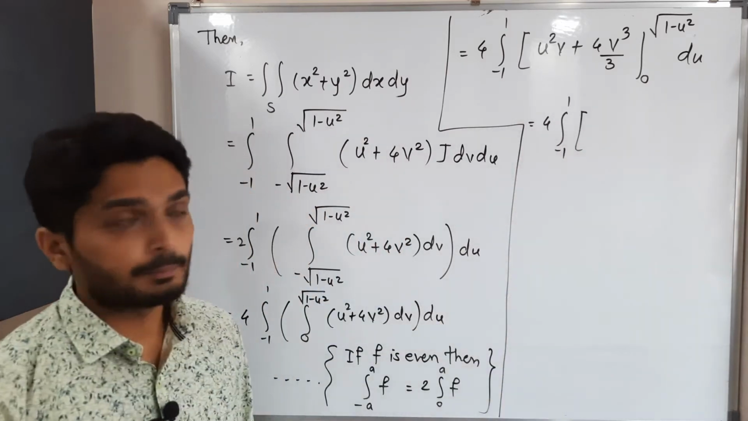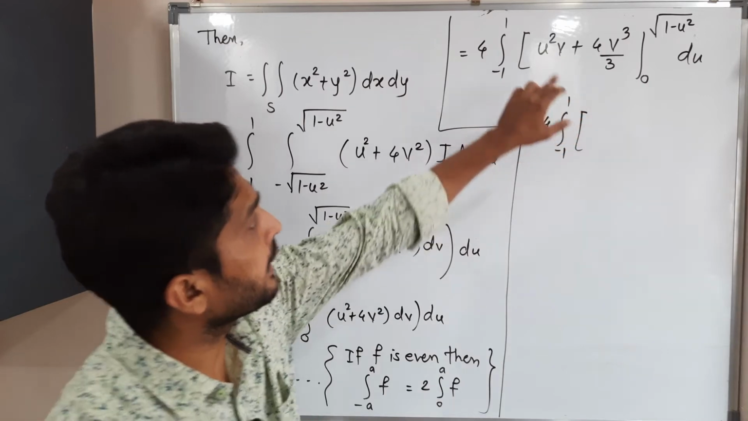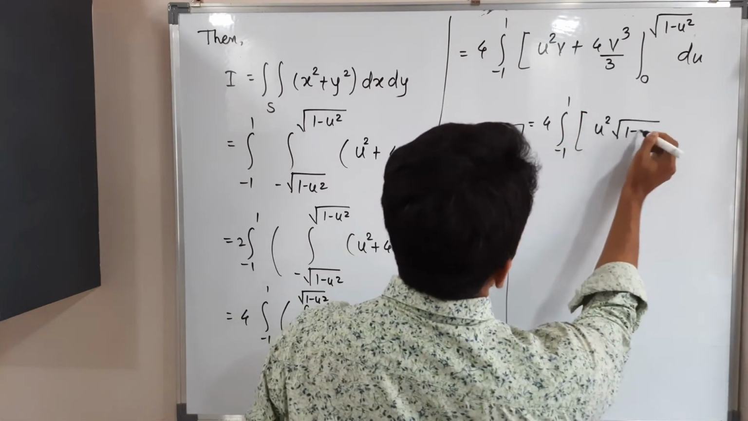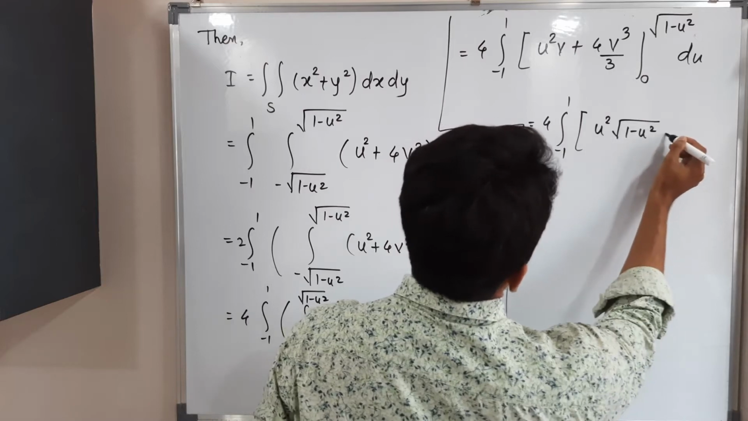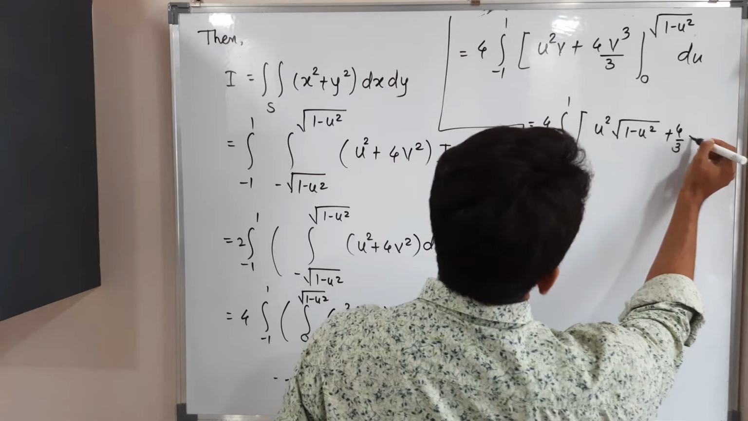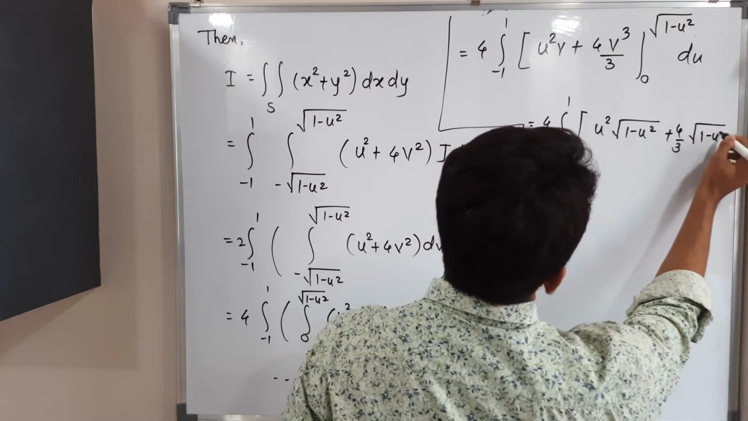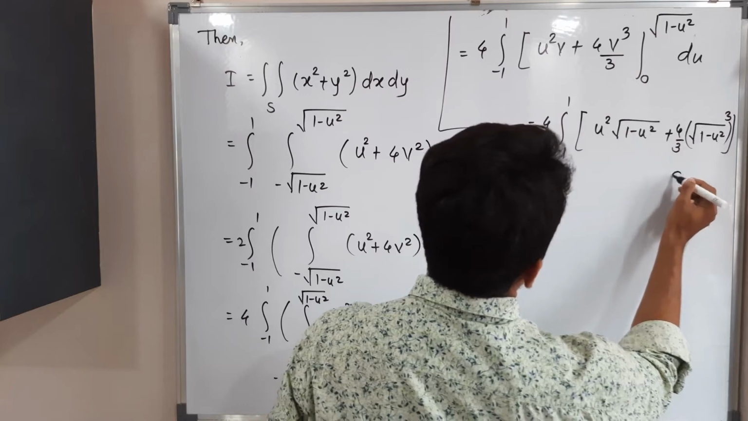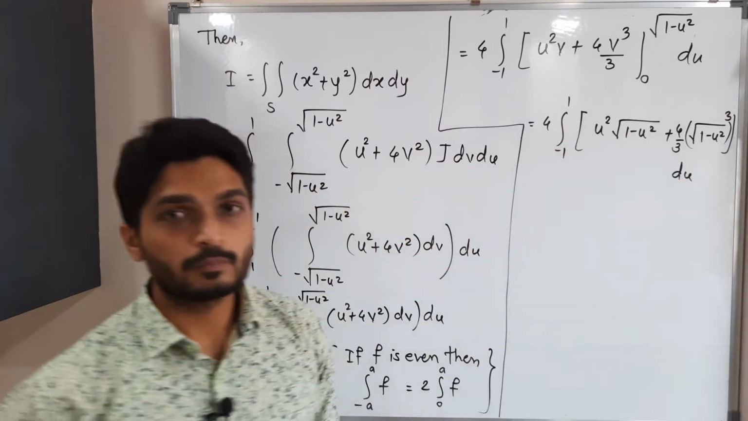Okay, so this is equal to 4 integration -1 to 1. I will put in the upper limit. If you put the upper limit in place of v, we will have u square root 1 minus u square plus 4 by 3 root 1 minus u square cube, and du again.